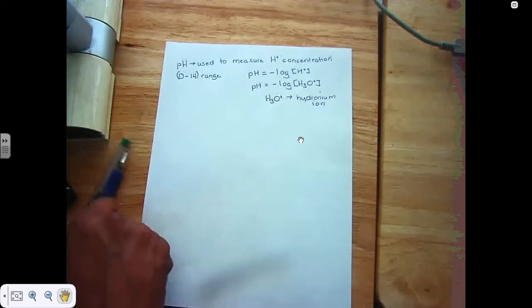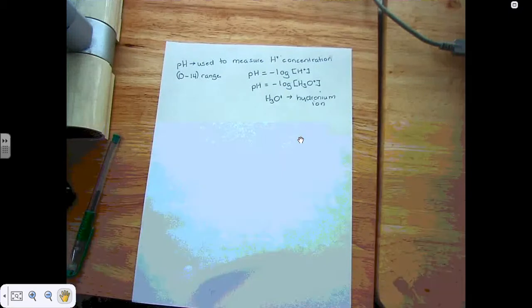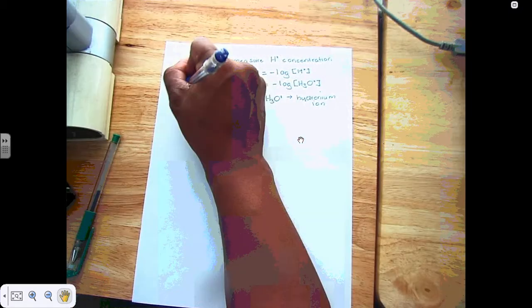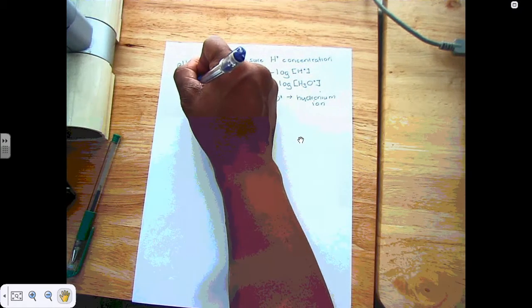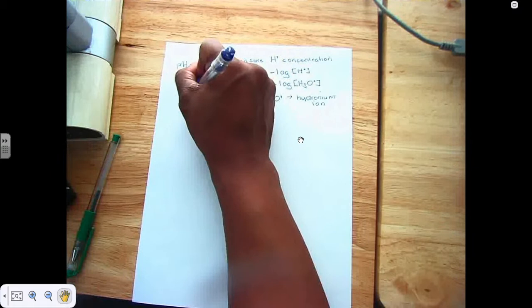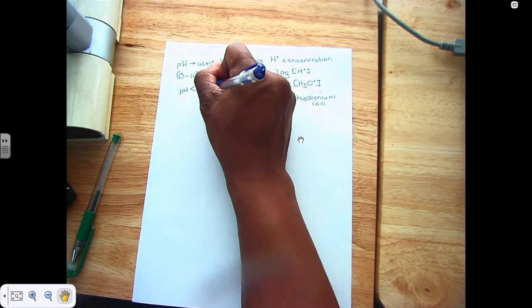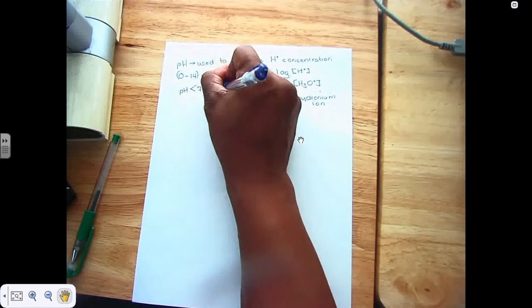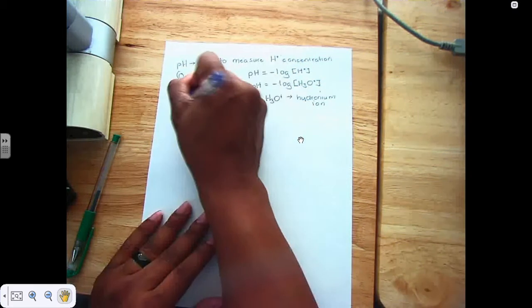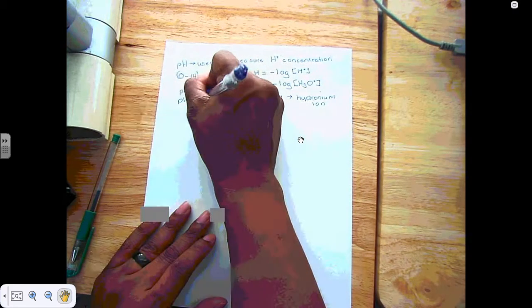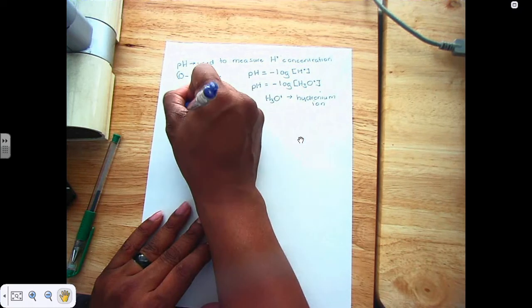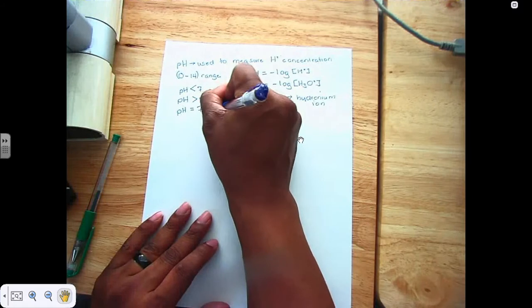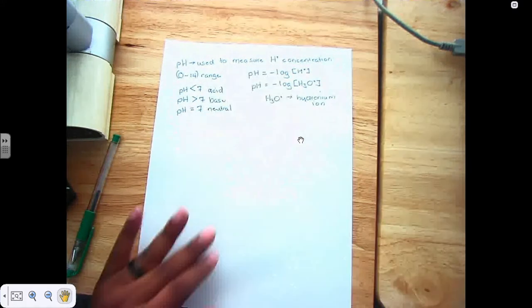Now, let's understand this. First, anything that has a pH that is basically less than 7 is going to be an acid. Anything that has a pH that is greater than 7 is going to be a base. Anything that has a pH that is really, really close to 7 is going to be neutral. And what does that really mean pictorially?